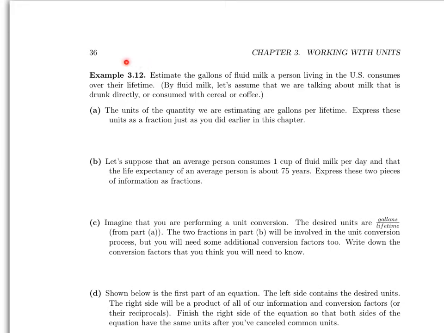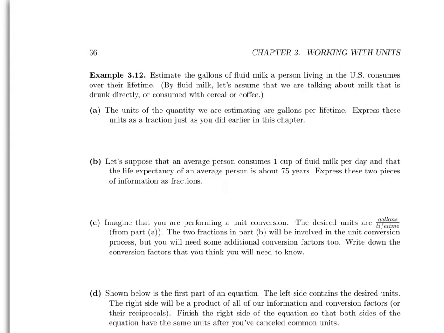Consider example 3.12. Estimate the gallons of fluid milk a person living in the U.S. consumes over their lifetime. By fluid milk, let's assume that we're talking about milk that is drunk directly or consumed with cereal or coffee. So in other words, we're not including milk that might be used for processing cheese or yogurt or other dairy items. We're restricting ourselves in this example to milk that we would drink in some form. So that's what it is that we want to estimate. Gallons of milk consumed over a lifetime.